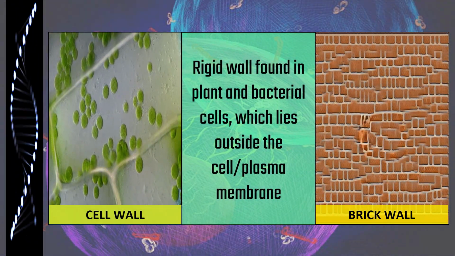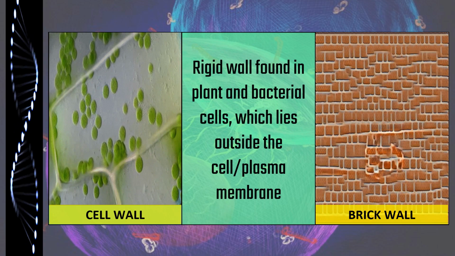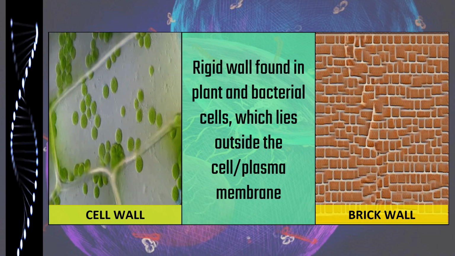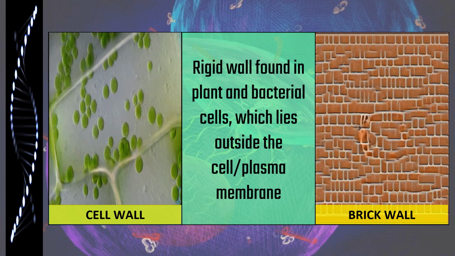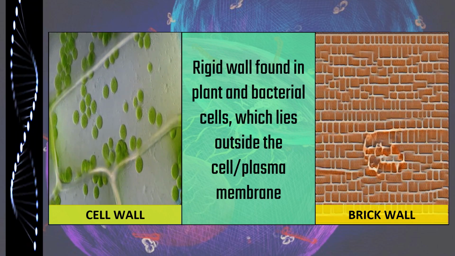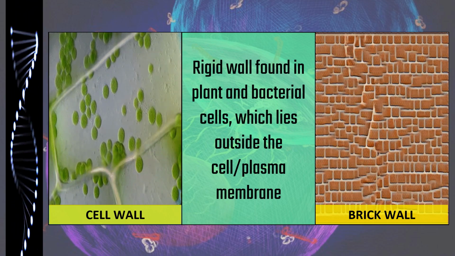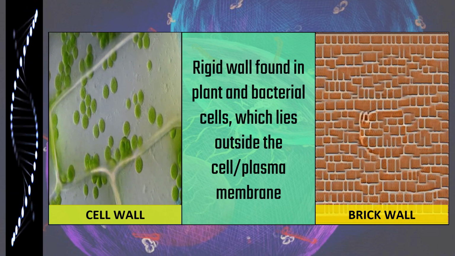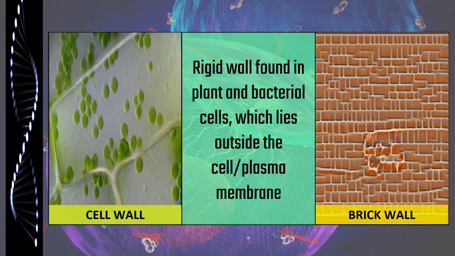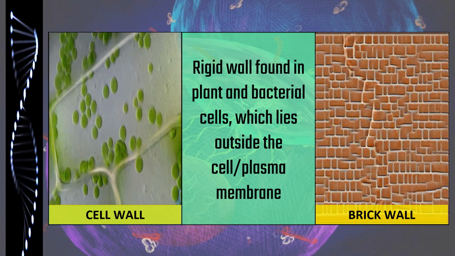Aside from these major components of the cell, there are other important sub-organelles, like the cell wall. It is a rigid wall found in plant and bacterial cells, which lies outside the cell membrane. It is like an additional brick wall in the case of plant cells that adds protection. In plants, cell walls are composed primarily of cellulose, but in bacteria, cell walls are composed primarily of peptidoglycan. In prokaryotic cells, the cell wall is always present, but in eukaryotic cells, it is only present in plant cells.